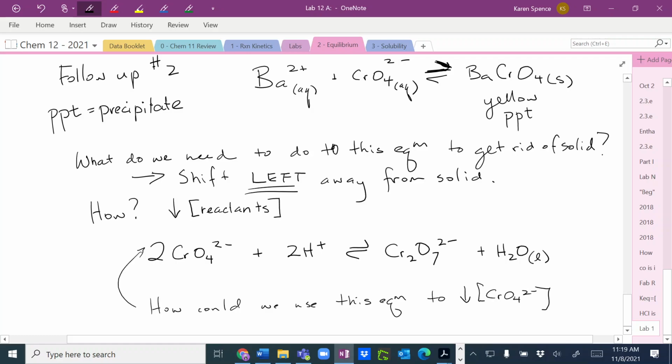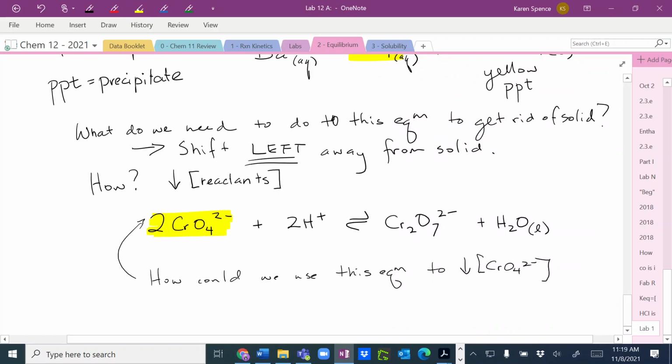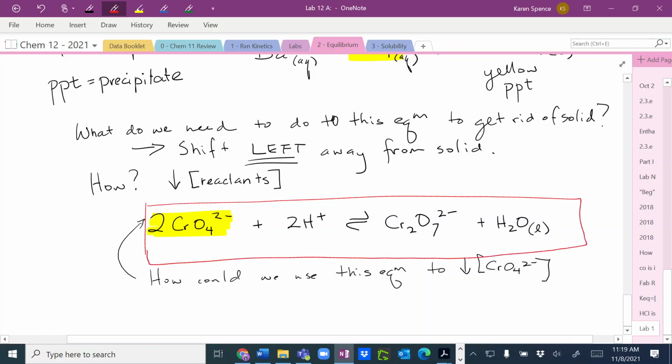Okay, so we're going to pick on CrO4 2 minus because it's present in both of these equilibria. These will both be happening in the same container. If you have chromate, it will do both of these things. What would we want to happen to this equilibrium to decrease the concentration of chromate?